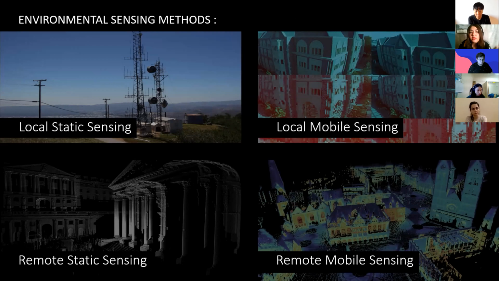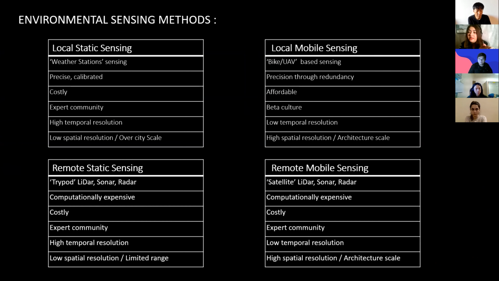For instance, what is an example of local static sensing? That could be the weather station, like the ones we looked at yesterday in OpenWeather and the information extracted from there. If we look at weather data sensing, this could be precise, highly calibrated information. It is costly, and there is an expert community that makes this. In theory it should have high temporal resolution, but it's going to have low spatial resolution, right? So this is going to be over city scale.